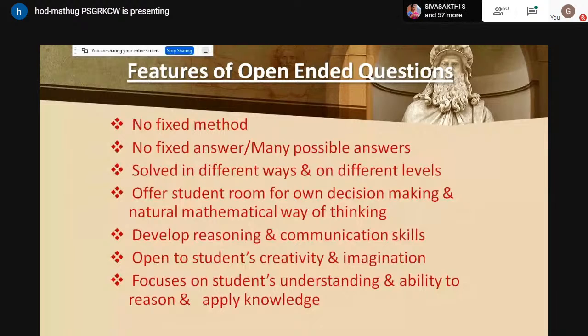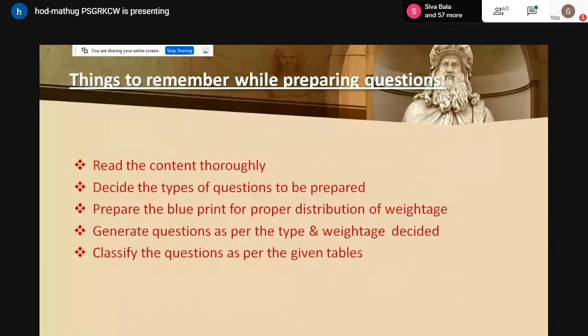So when you are preparing a questionnaire, you have to remember the following things. First and foremost, you have to read the content thoroughly before setting up a question paper. It is not enough if you go through the syllabus. Okay, I'll go through the syllabus, I'll just ask, state and prove the Bolzano-Weierstrass theorem.